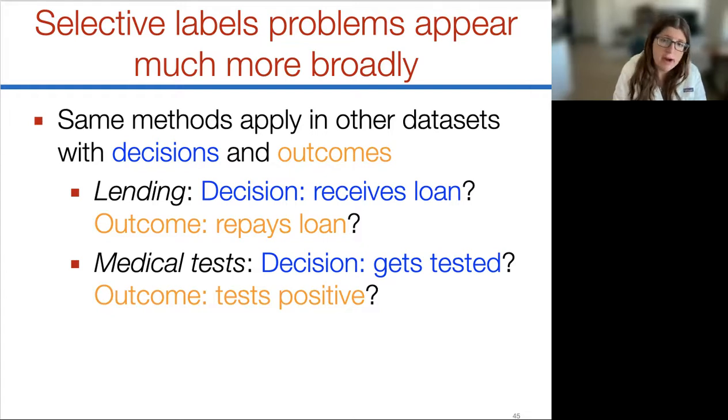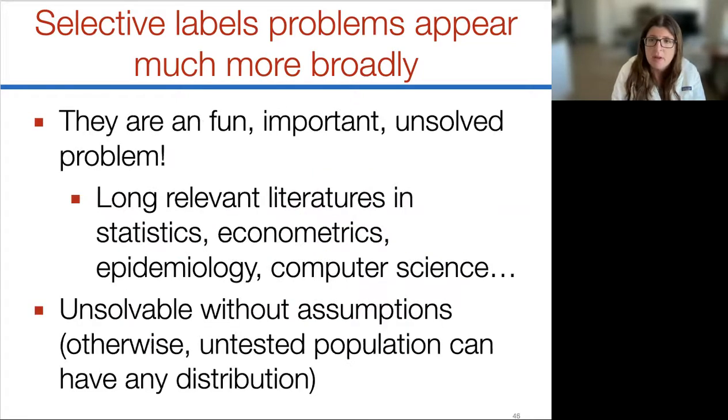In medical tests, the decision might be, does the doctor give the patient a test? And the outcome might be, does the patient test positive if they're tested? And bias in this context would look like, minority patients are less likely to get tests, but more likely to test positive conditional on being tested. And so, this is a setting with very broad applications and a lot of applications to bias. And so they're very important. They're also unsolved, as mentioned, this has been an active, difficult, open problem in a number of literatures for a very long time.